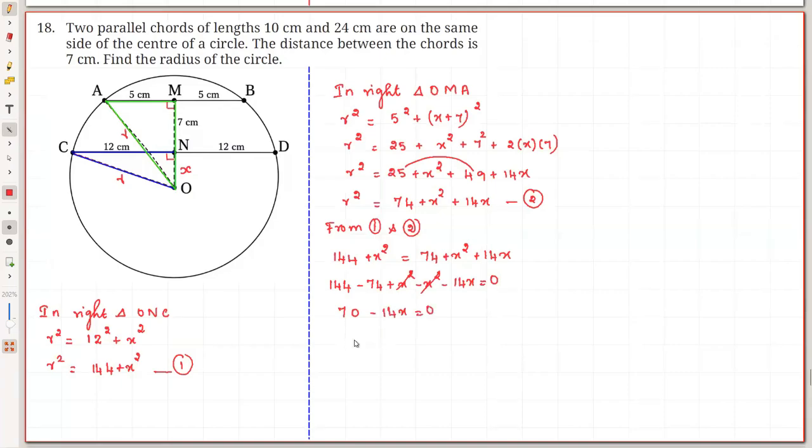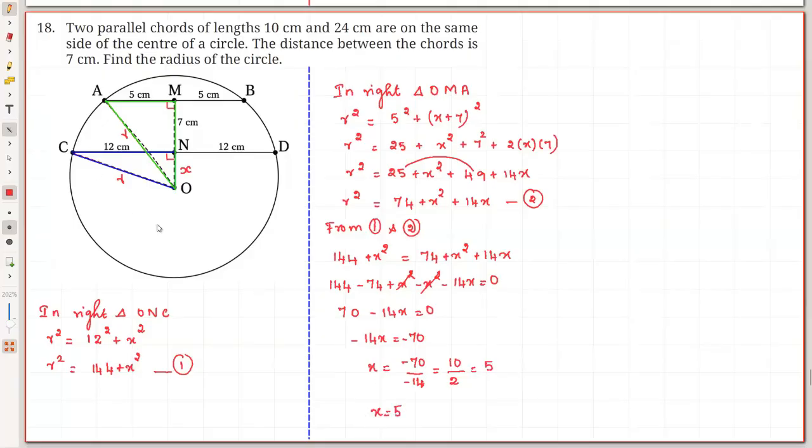Now take 70 to the other side. So minus 14x is equal to minus 70. Now x is equal to minus 70 divided by minus 14. The minus signs cancel. We can divide using the 7 table: 2 sevens are 14, 10 sevens are 70. So x is equal to 5.